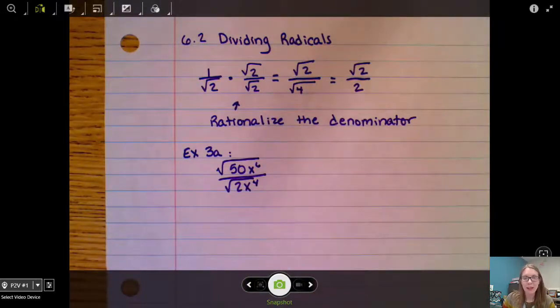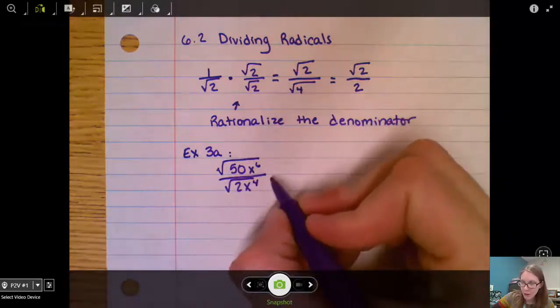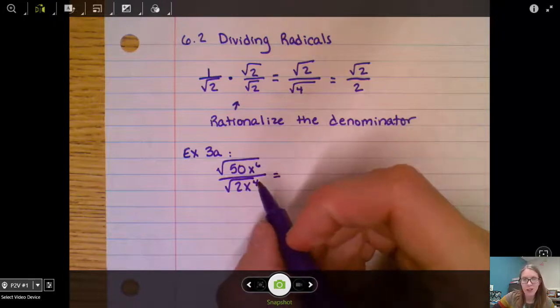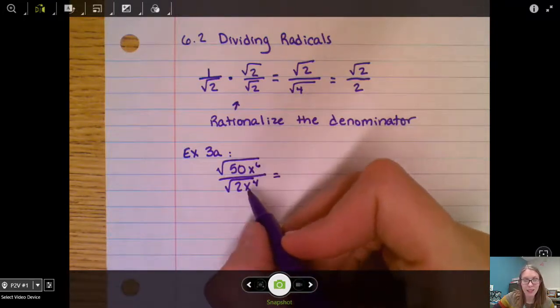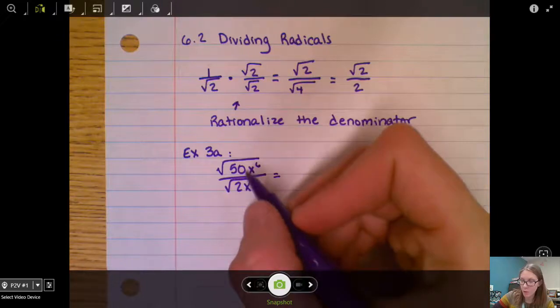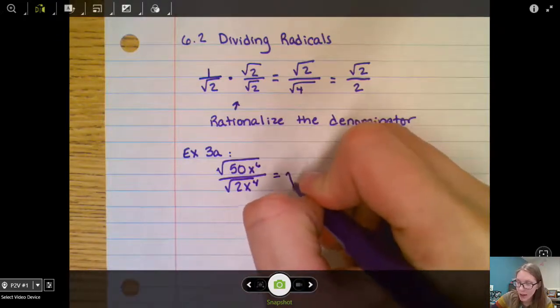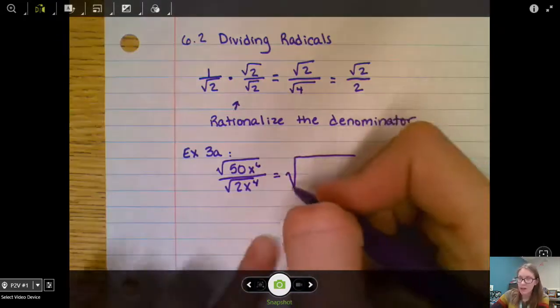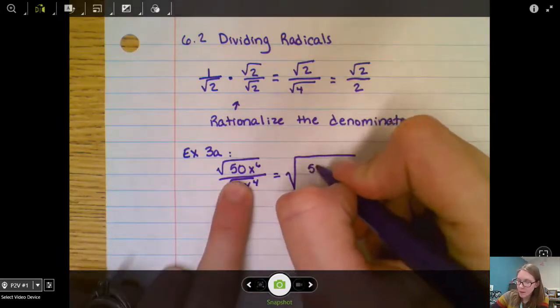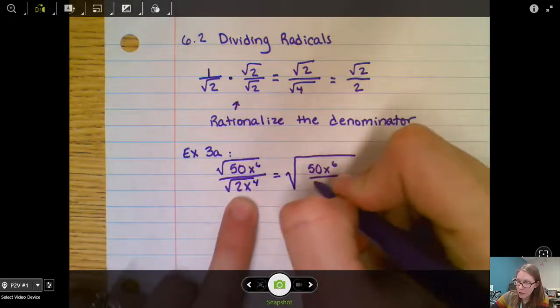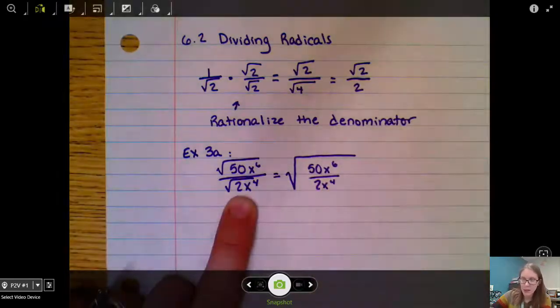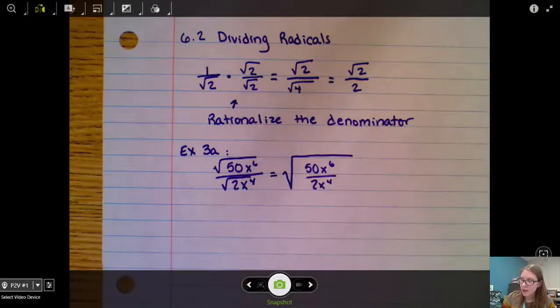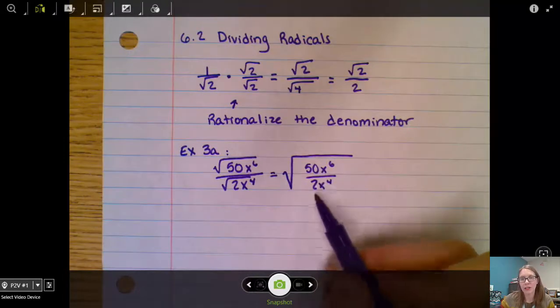Now with multiplying, I told you that it's easier if you simplify the individual radicals and then move forward. With dividing radicals, it's actually easier if you start off by thinking of your square root of 50x to the 6th over the square root of 2x to the 4th as one giant square root. So the square root of 50x to the 6th over 2x to the 4th like this, because then we can simplify this fraction that's underneath here.